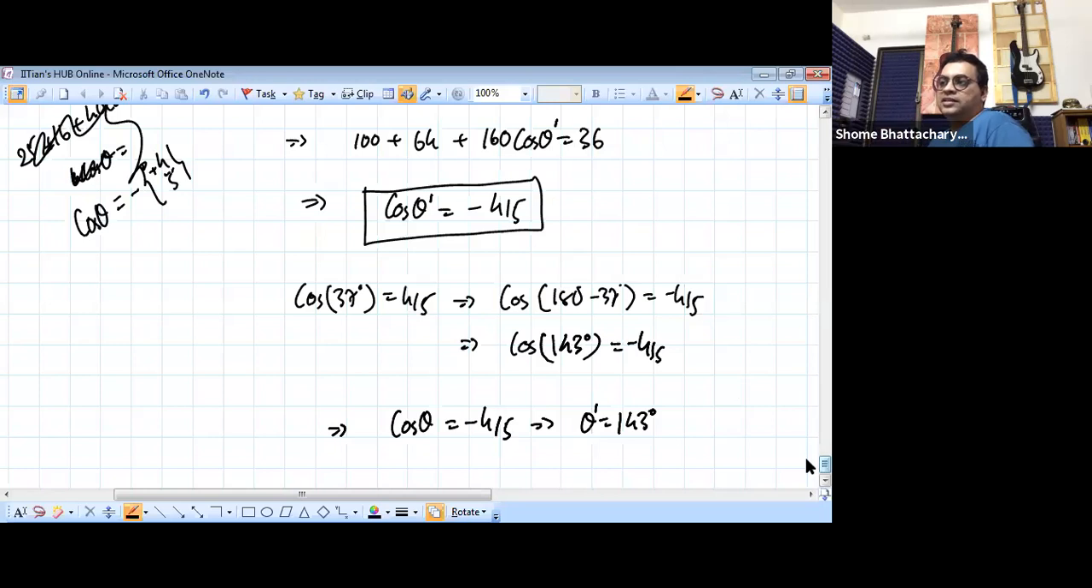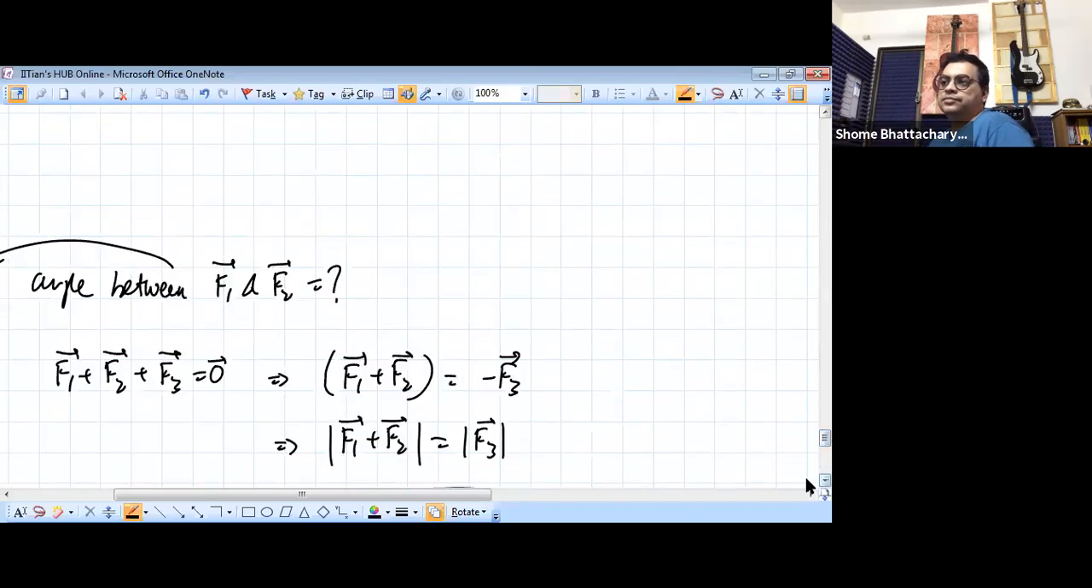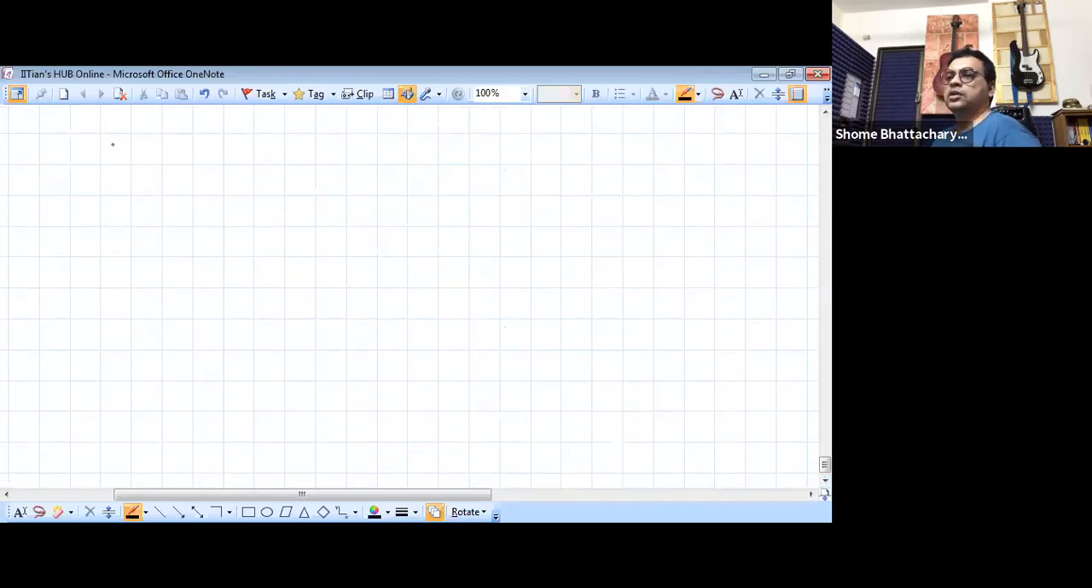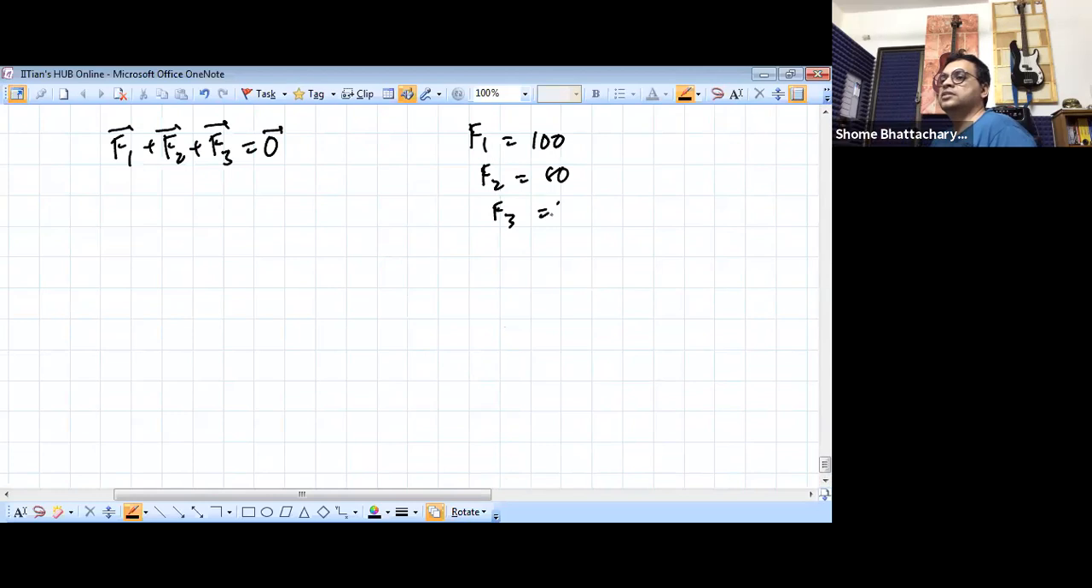So let's understand another way why this is happening. See, let's think of this geometrically now. Okay. F1 plus F2 plus F3 is equal to 0, and their magnitudes are 100, 80, and 60. Okay, so now you see one thing from here. It is minus of F2 plus F3. So let's think of this like a vector triangle now.